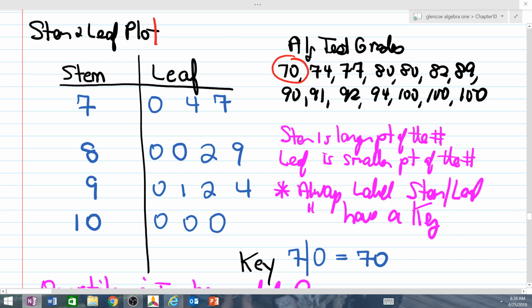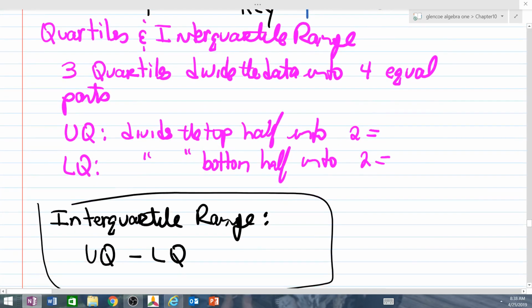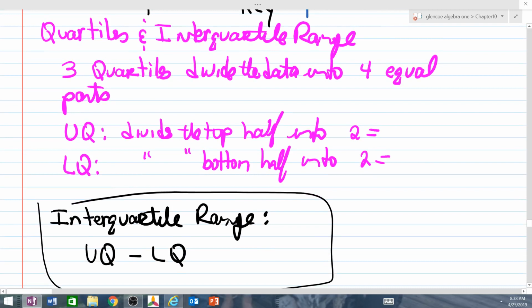A stem and leaf plot. The left side is always labeled stem. The right side is labeled leaf. The bigger numbers are your stems. The smaller numbers are your leaves. It is imperative that you label it and that you provide a key. No key equals no credit. That's our model. So we're going to pick it up right from here today.